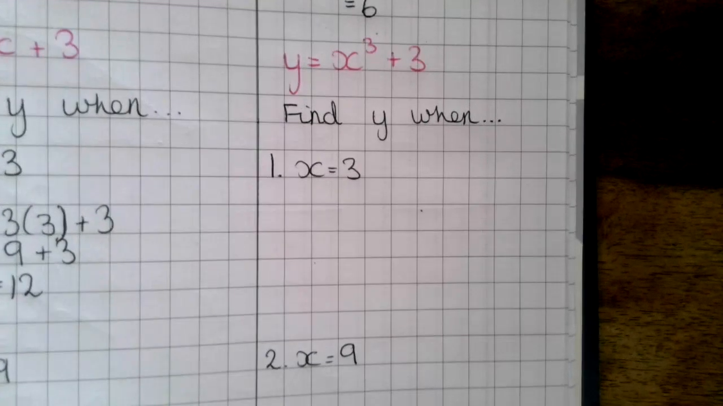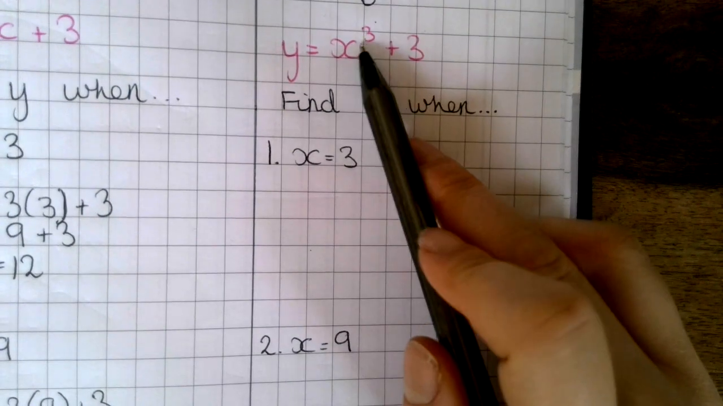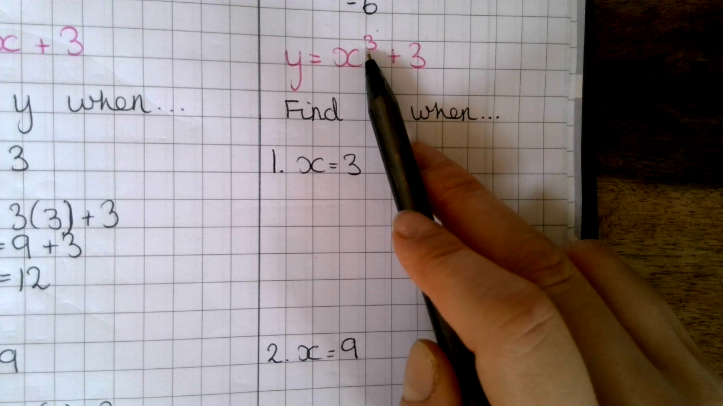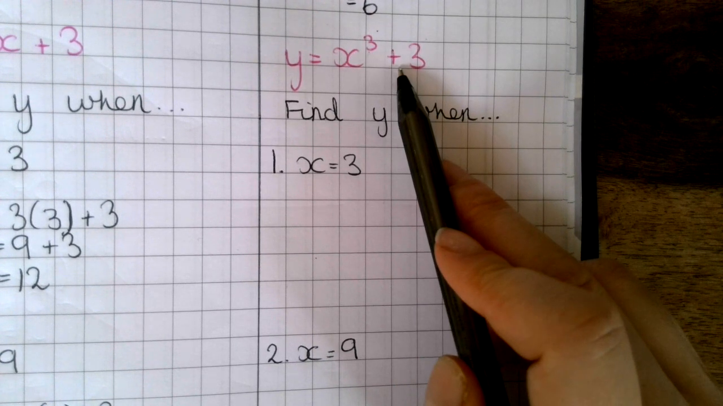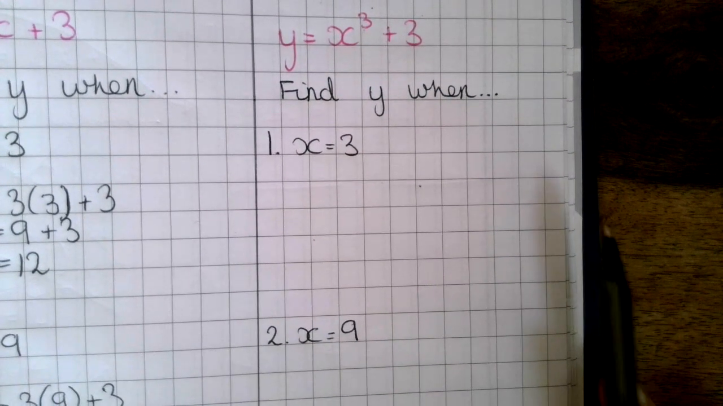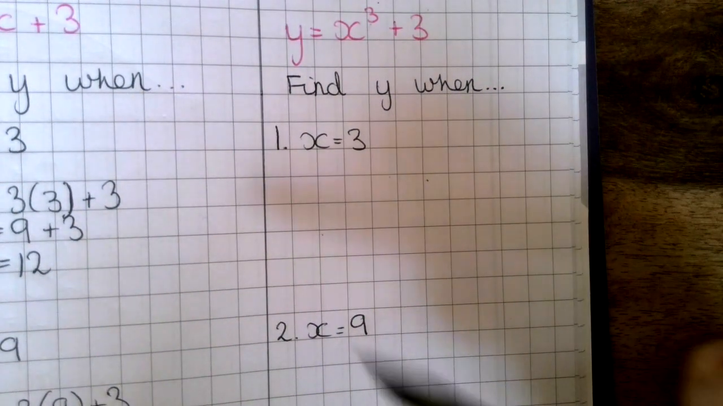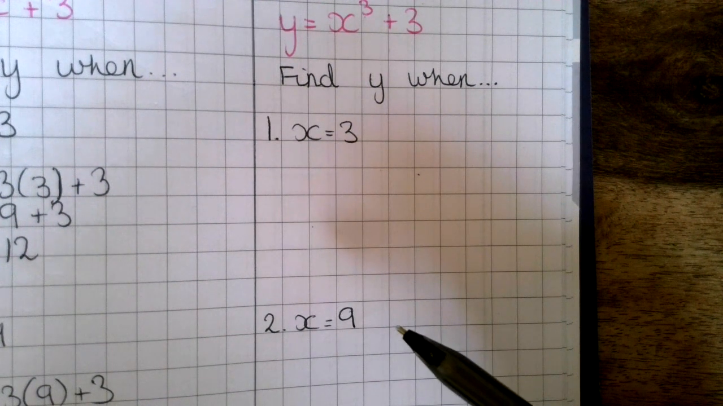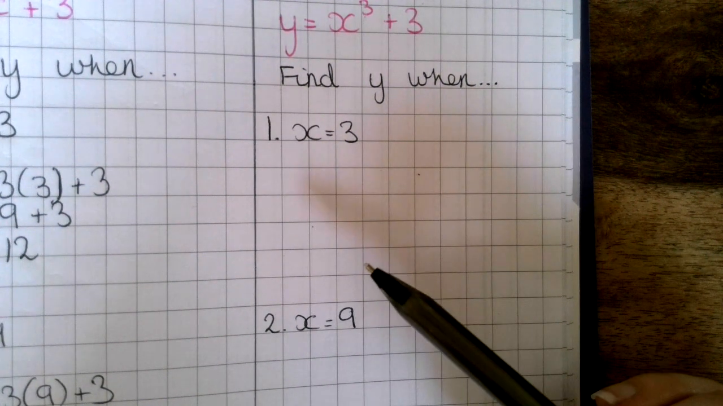And the last question, this time we've got an x cubed. So remember what I said x squared was? It was the number times by itself. Have a think what x cubed means. So have a go at the question, pause the video, and then press play when you're ready to check it.